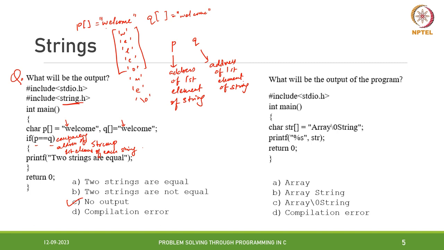That is what I am doing when I write if p equals q. When I write this condition, I am comparing the addresses of the elements, and the addresses are different because these are two different strings. So the condition is not satisfied, it will not print anything, and it will just go to the next line, which is return. So there will be no output from this code. Is that clear?